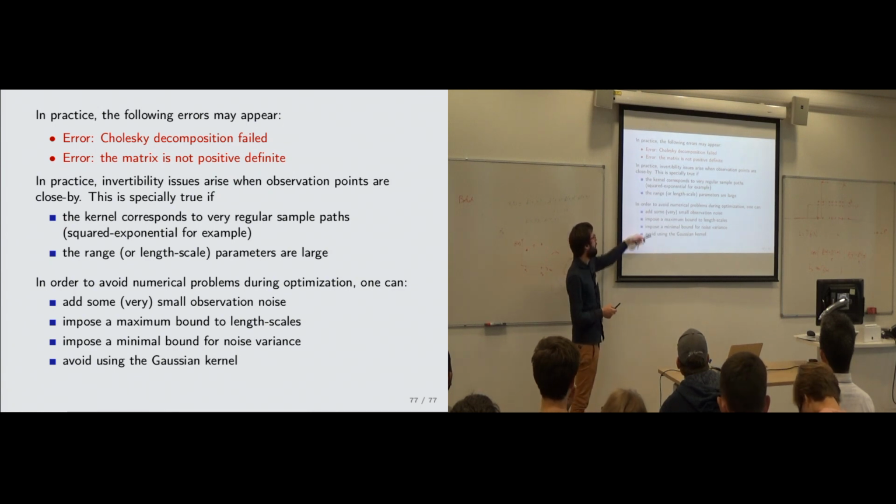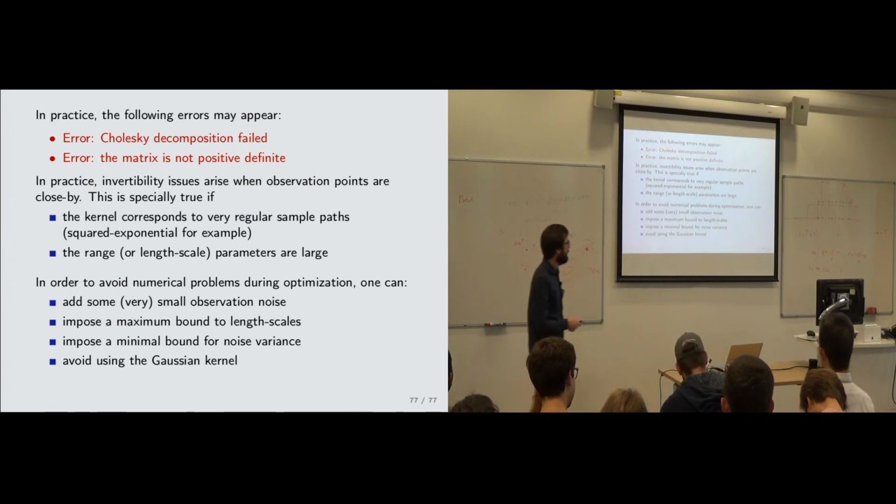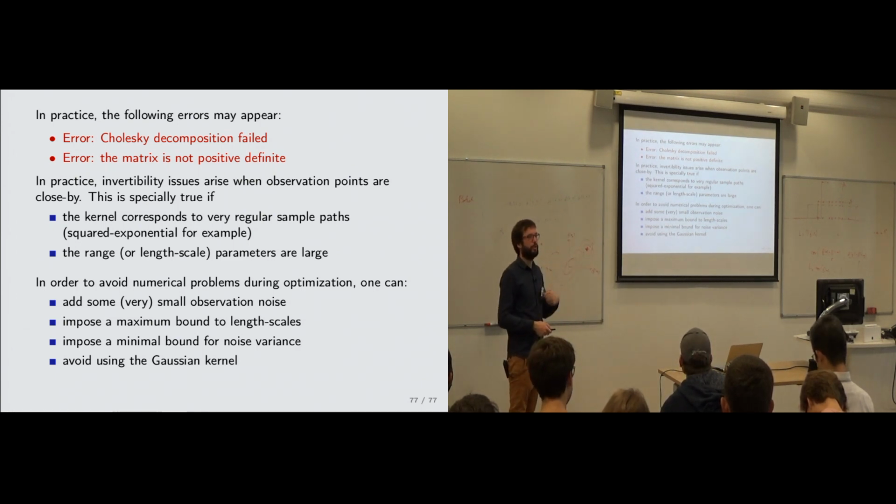Yeah, and impose some bounds on the length scale parameters or a minimum noise variance, and try not using covariances like the Gaussian, or squared exponential, covariance, because it has a lot of smoothness, so you run much more quickly into numerical issues. And that's it. Any questions?